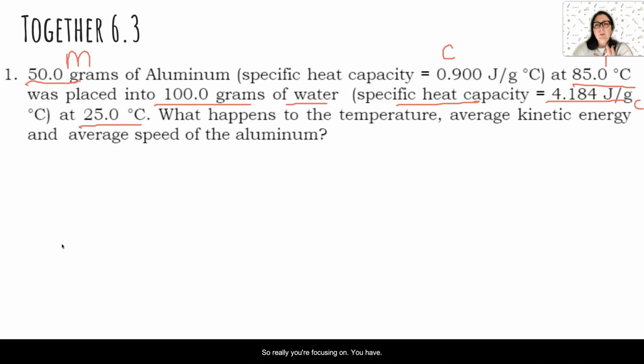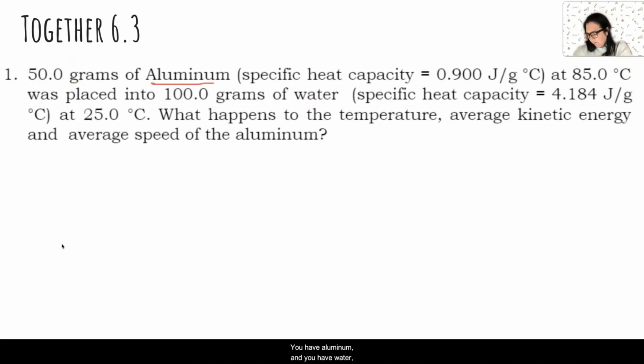So really you're focusing on, let's clear this, you have aluminum and you have water. And aluminum is at 85 degrees Celsius and the water is at 25 degrees Celsius. That's what you need to think about. I've got hot aluminum and cold water. I'm taking the hot aluminum and putting it into the cold water. Got it? Visualize what's happening. So what happens to the temperature, average kinetic energy, and average speed of the aluminum?